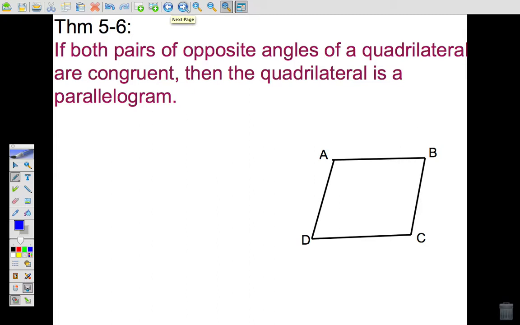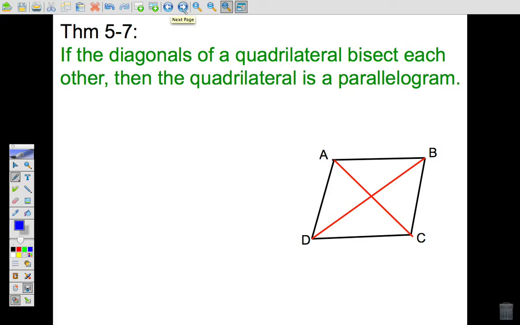Okay, theorem 5.6, copy this one down. If both pairs of opposite angles are congruent, then the quadrilateral has to be a parallelogram. So in this, if I know that these angles are equal, they're opposite angles, and if this pair are congruent too, it's got to be a parallelogram.